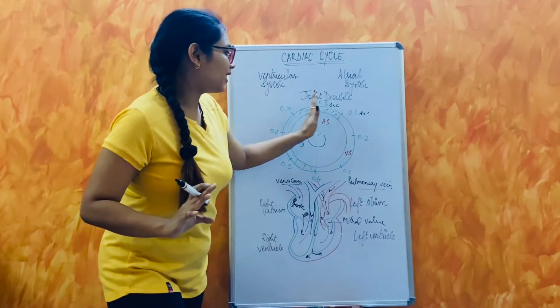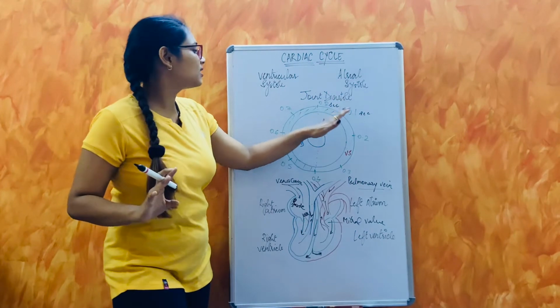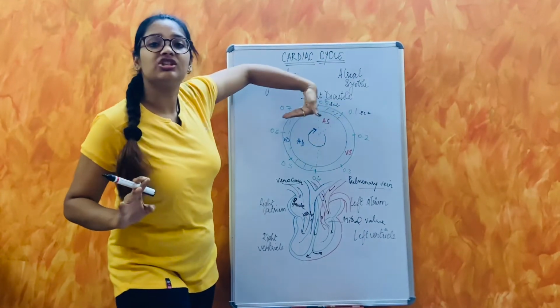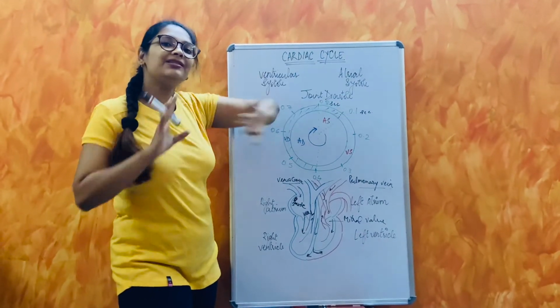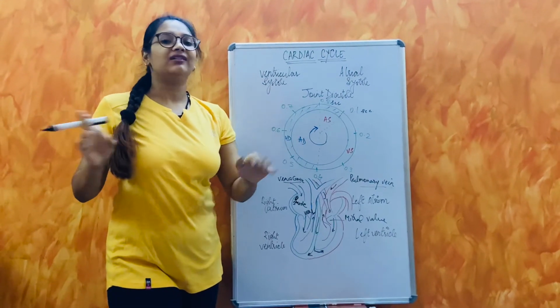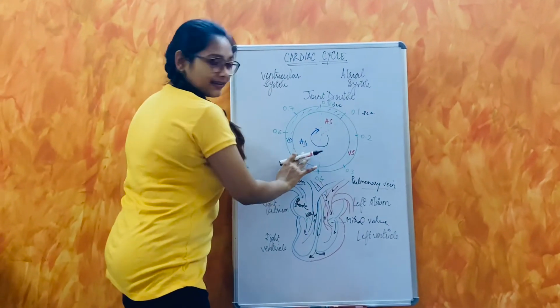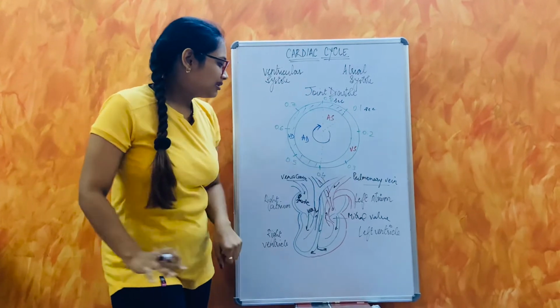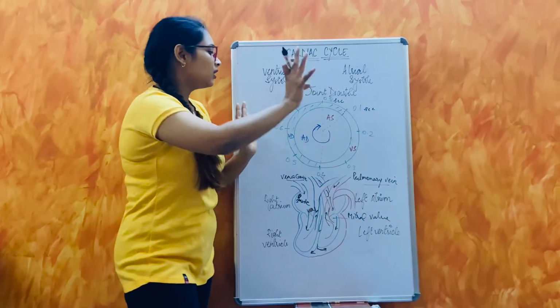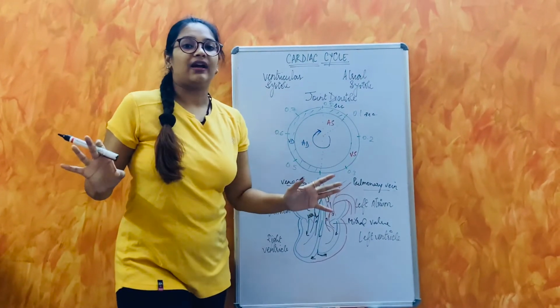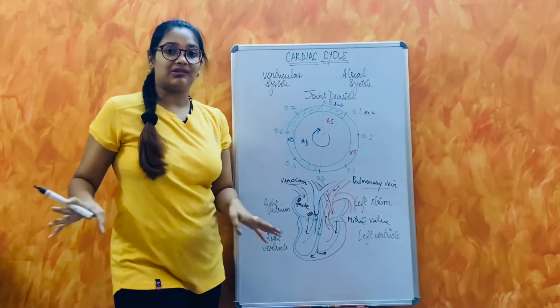Once the atria contract, they go into diastole. Diastole means the relaxation phase. Once it contracts, its job is done. It relaxes. Similarly, when ventricular systole happens and the blood goes out, the ventricles also go into diastole and relax.